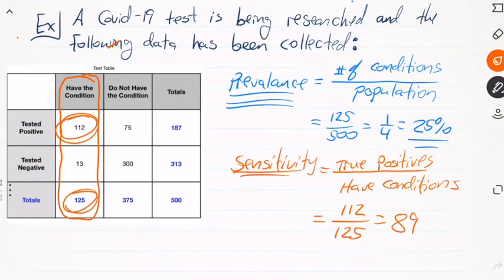So this would be 89.6% sensitivity. All that means is it is the probability that if you have the condition, so there's the conditional probability, you have to have the condition first, it's only going to catch 89.6% of these people. So if you want to think about it, 10% of these people that have the virus are not going to get caught, and they're going to think they don't have the virus and go out and spread more of it. Okay, so that's one of the probabilities that we can get out of this table that are informative.